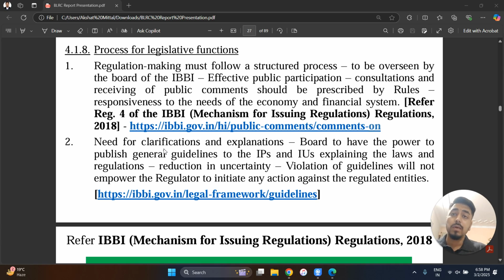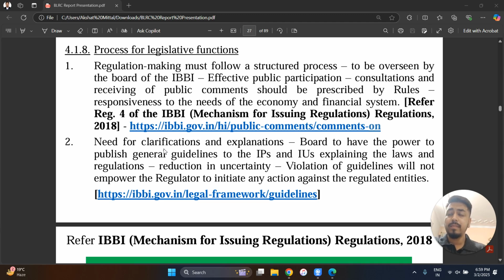And therefore, if you go on the IBBI website, you will find a separate column for public comments. So before the IBBI proposes some amendments in the regulations, they always release a discussion paper and invite public comments so that the legal professionals, insolvency professionals, industry stakeholders, and other academicians and professors may submit their comments for the better enactment of the regulations.